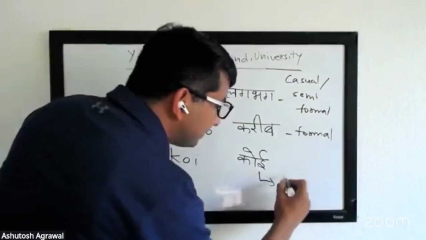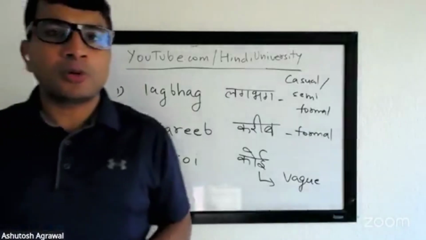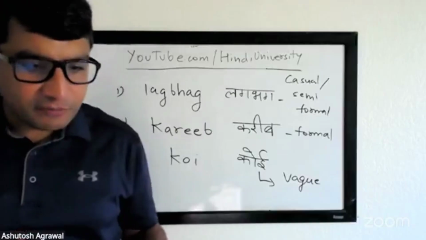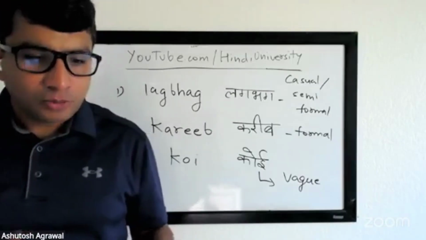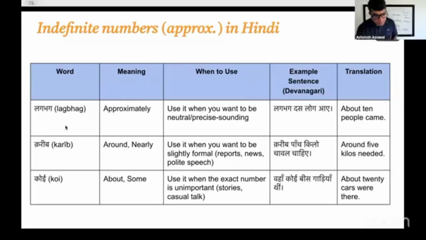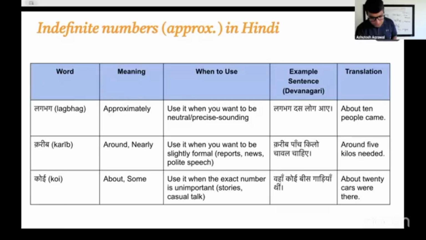When you want to be a bit vague, when you don't want to give any precise information, like when you talk about a party and how many people came, and the focus is not on being precise, you can say koi 10 log aaye the, okay, about 10 people came. Lagbhag means approximately, and you use it when you want to sound neutral. The tone will be neutral there. Lagbhag 10 log aaye, about 10 people came, okay.